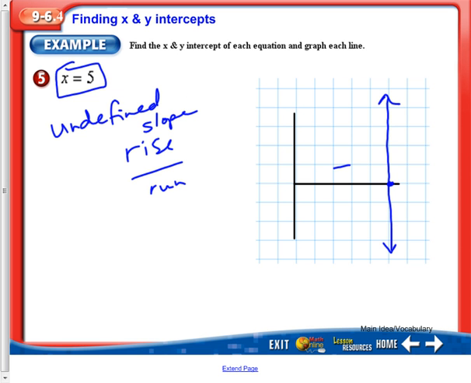Hopefully many of you were able to recognize that just by looking at the equation and be like, oh, x equals 5. Well, that's a straight up and down line where x is 5 and the slope is undefined. So hopefully we're starting to get to the point where we can recognize that pretty easily.